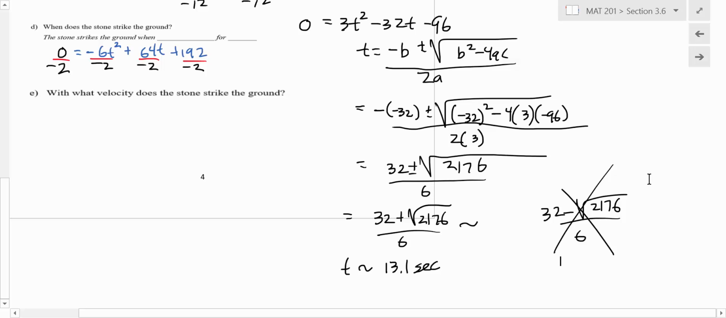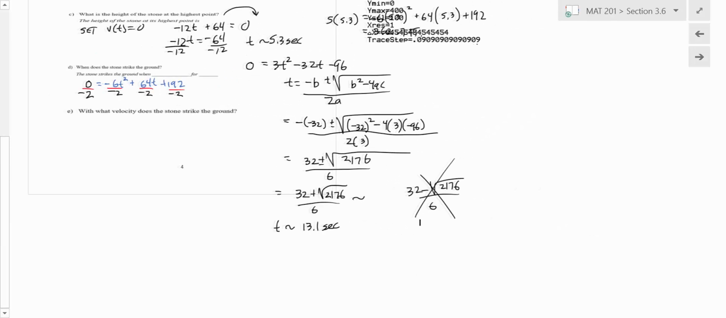Now the next thing, to finish this problem up, is that we now got the stone strikes the ground. One thing I wanted you to put on this: the stone strikes the ground when S of t is equal to 0, like that. That's the key thing on that. And that just ended up being for t is equal to 13.1 seconds.